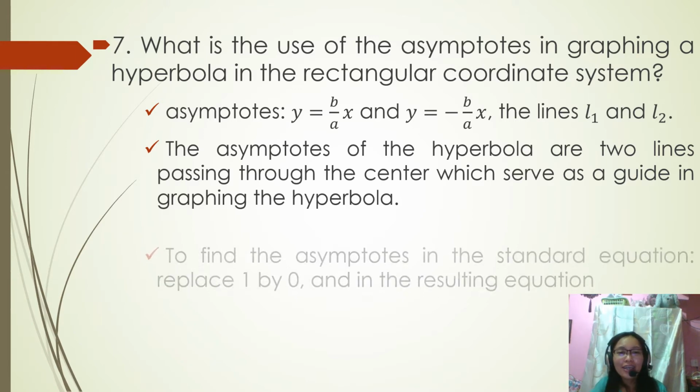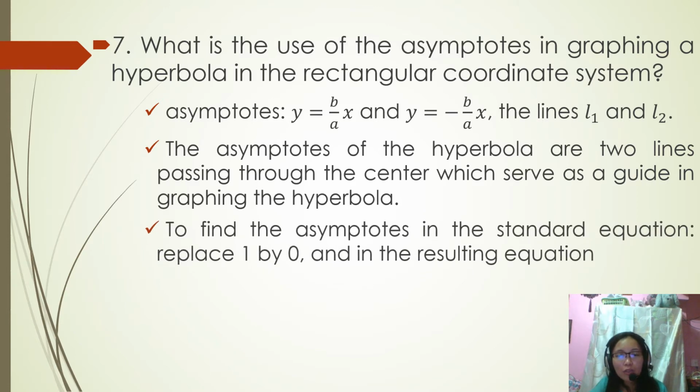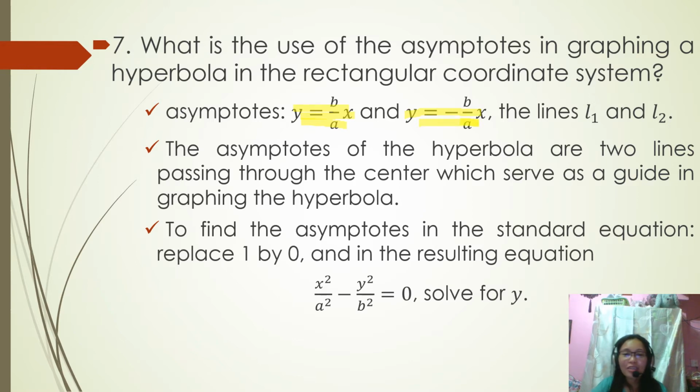Sorry naman. Alright, to find the asymptotes in the standard equation, replace 1 with 0. So, mao ni siya ang atong equation sa ato ang hyperbola. So, replace ko no 1 with 0. And you have to solve this part to become this part. Okay, so ako na lang ihatag sa inyo ha mga students.